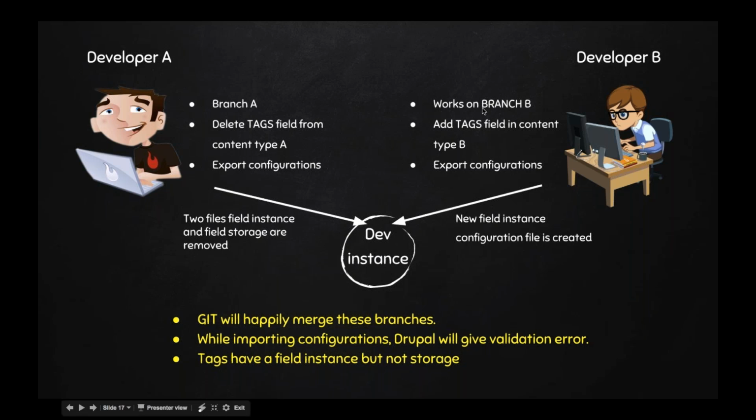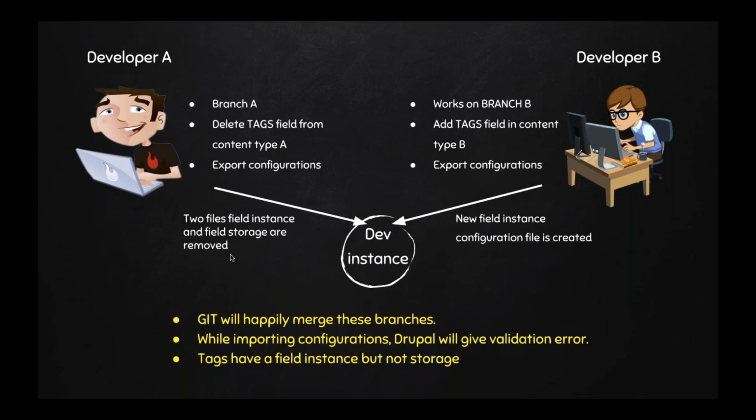Now coming to developer B, he has some other requirement where he has to add this tags field into content type B. So he adds that field into content type B and exports all the configuration. Now the change in configuration will be that a new field instance configuration file will be created. Developer B also pushed his configuration. So now both configurations are pushed in different branches. Changes which have happened due to all this work are in different files, so Git will easily merge these configurations because there won't be any conflict.